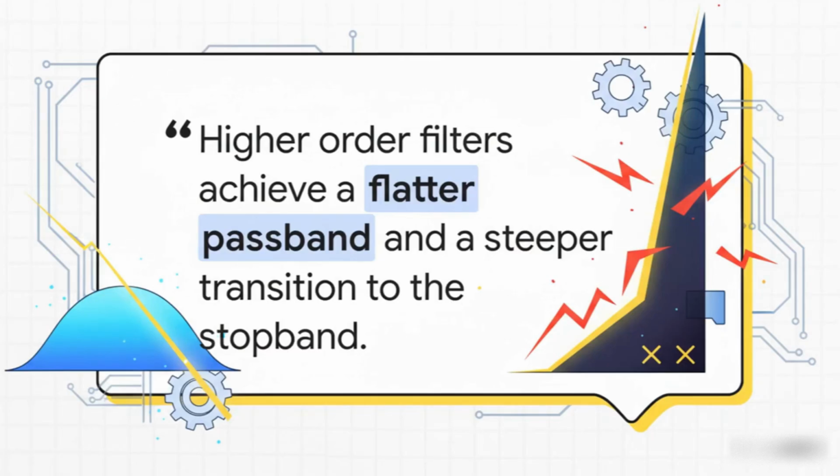This quote just nails it. What it's really saying is that higher-order filters give you two huge benefits. First, a flatter passband, which means all the signals you want to keep are treated more equally. And second, a much steeper transition into the stop band, which means you're doing a way better job of rejecting all the noise and signals you don't want. This is the whole principle behind famous designs like Butterworth filters.